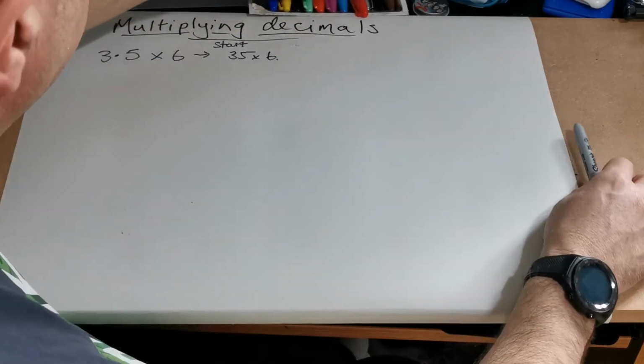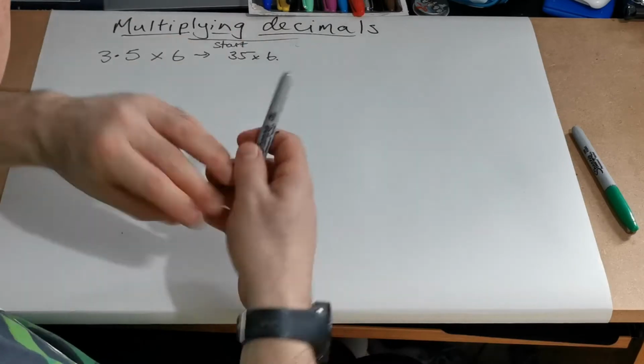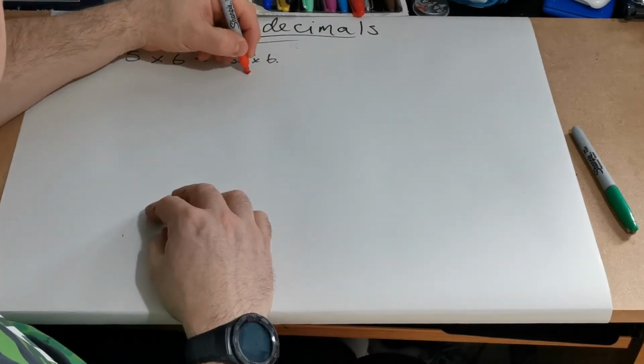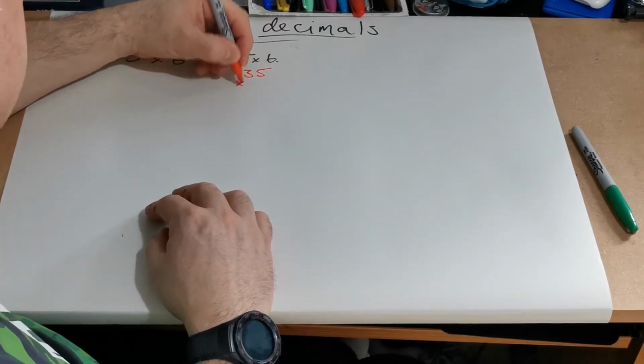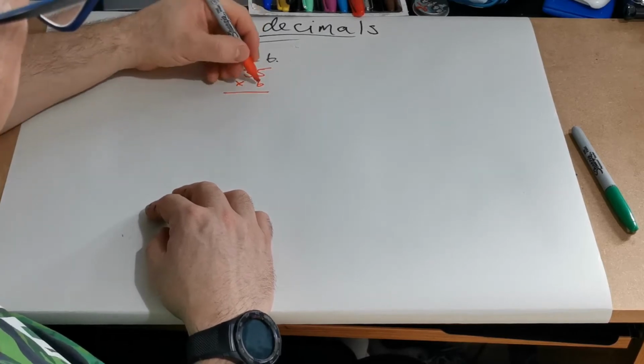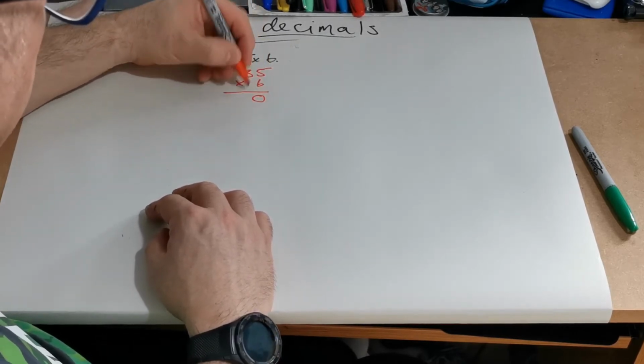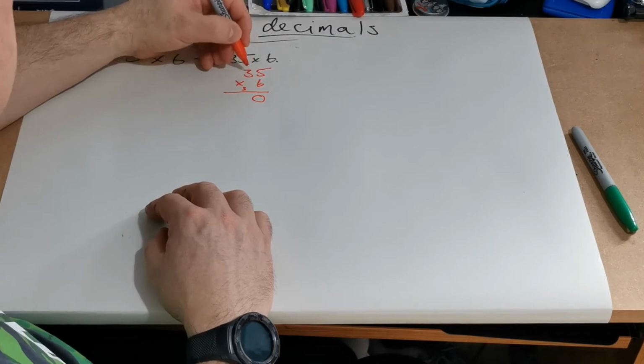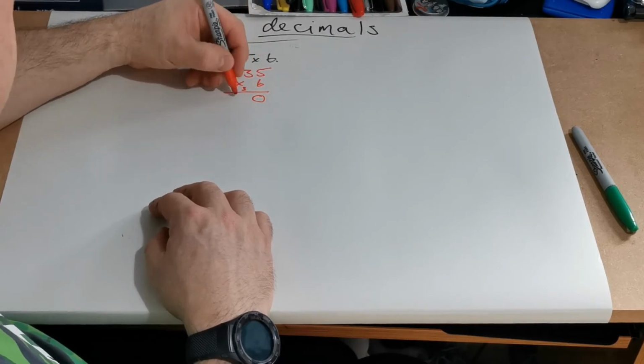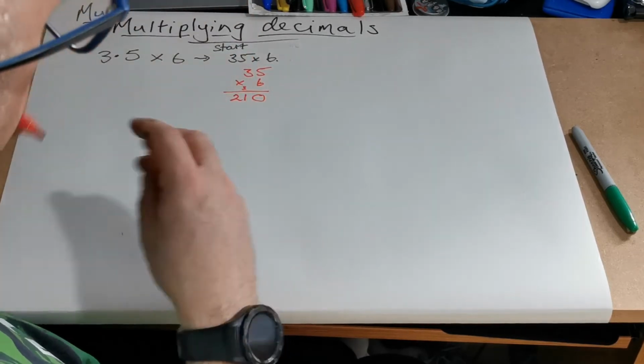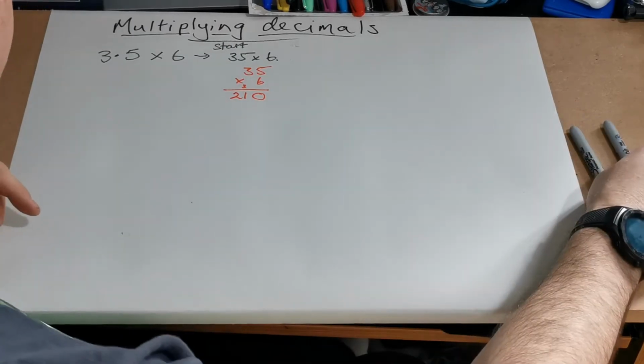If I do that using a column multiplication, 35 times 6: 6 5s are 30, I'm going to carry the 3. 6 3s are 18, add that 3 is 21. So 35 times 6 is 210.